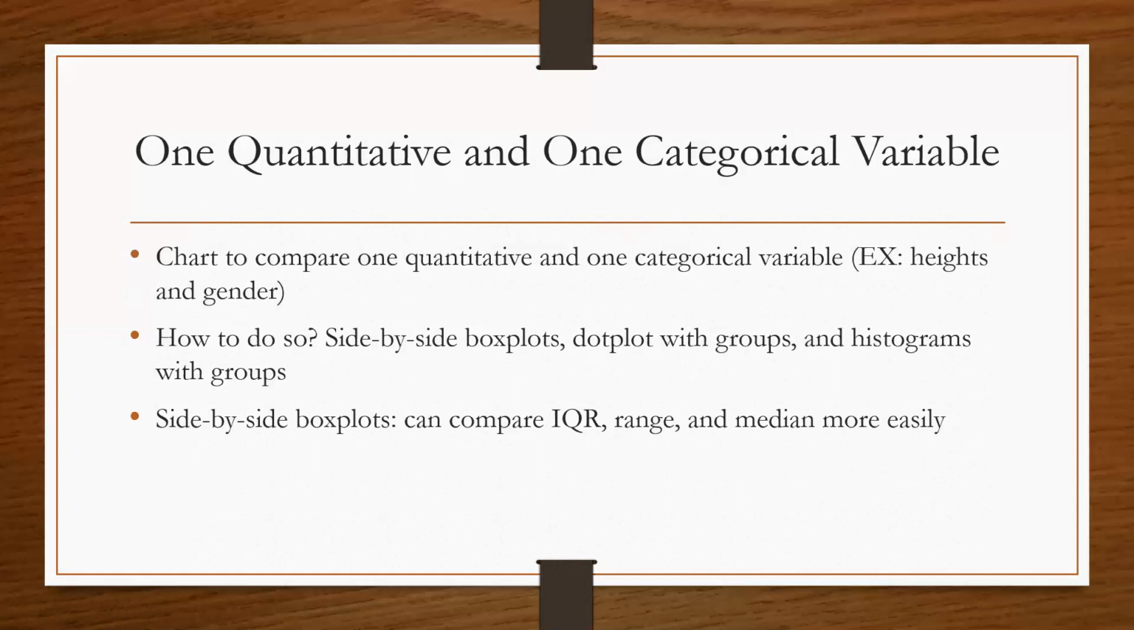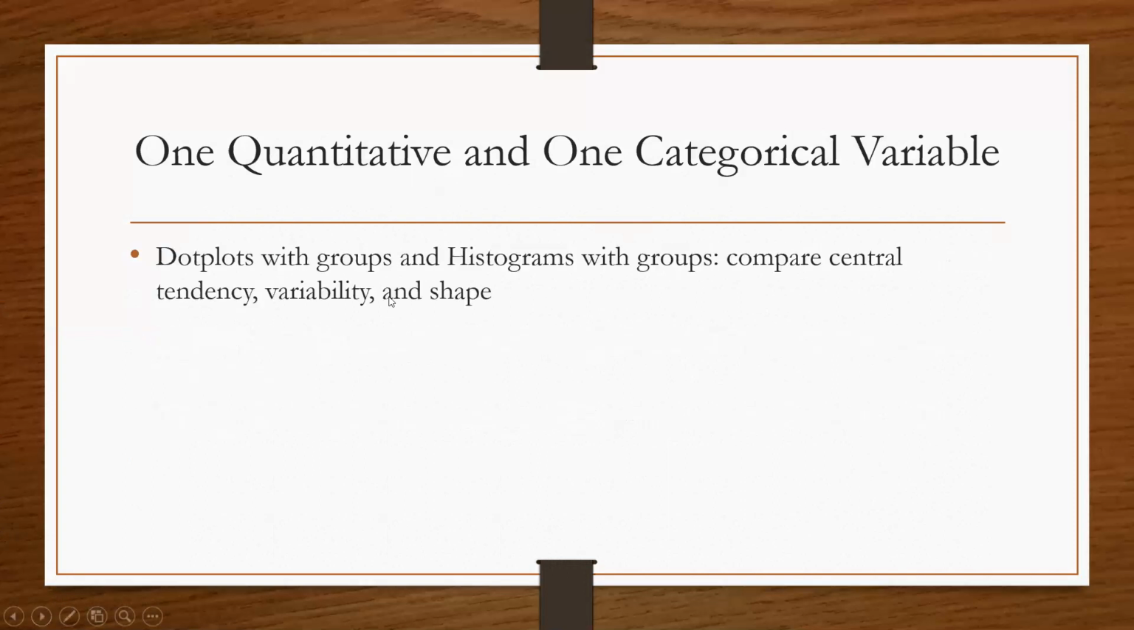So for side-by-side box plots, it's easy to compare the IQR, the range, and the median. Dot plots and histograms with groups, you can easily compare the central tendency, the variability, and the shape. So those are kind of like the pros and cons to the two different kinds.